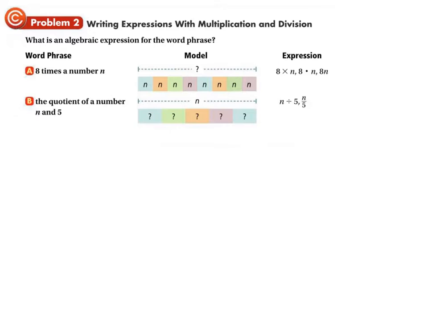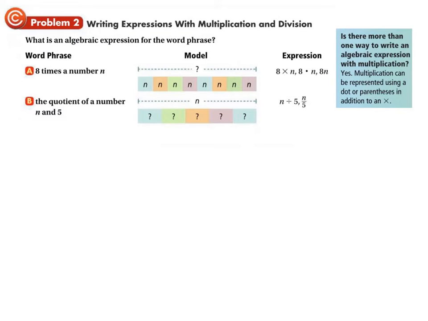You can write it as 8 times n with the x, or with a dot, 8 times n, or 8n right next to it. You could also write 8 parentheses n. All of those things are multiplication. And there is multiple ways that you can write multiplication. It says using a dot or parentheses, and these are a few of the ways. Now look at the second one, the quotient.